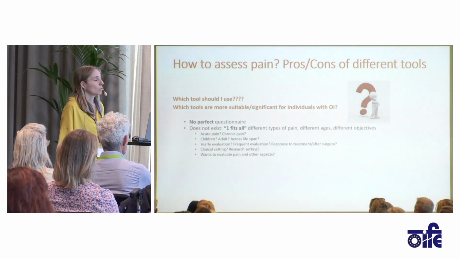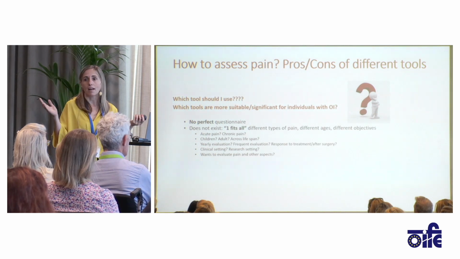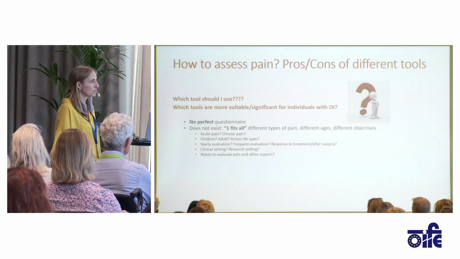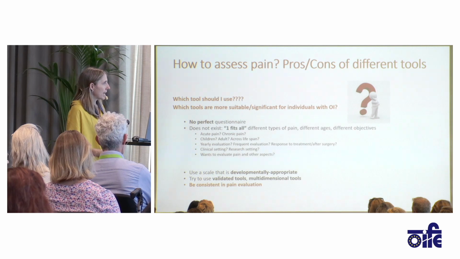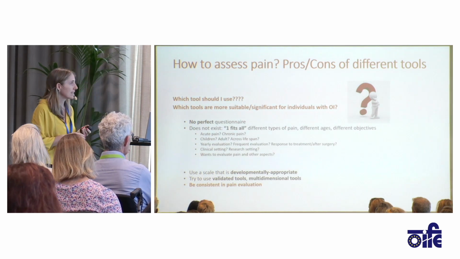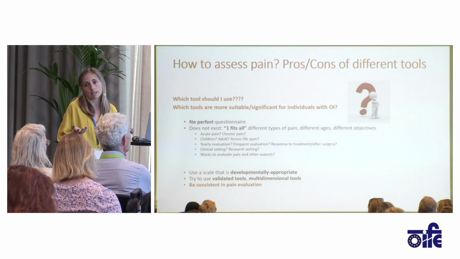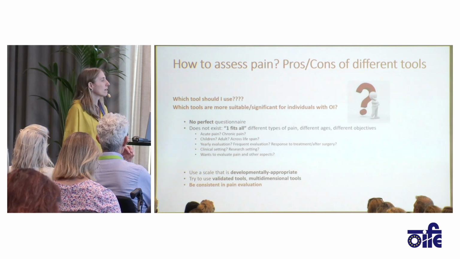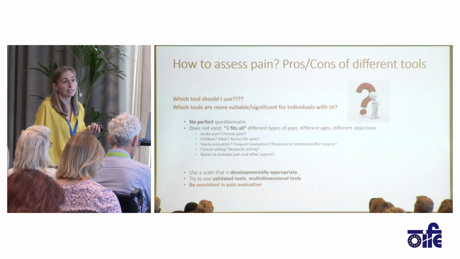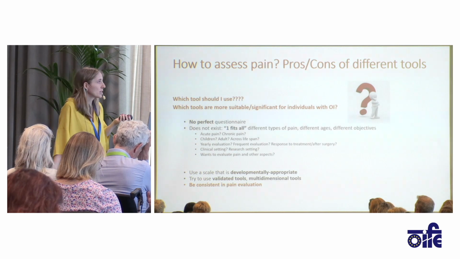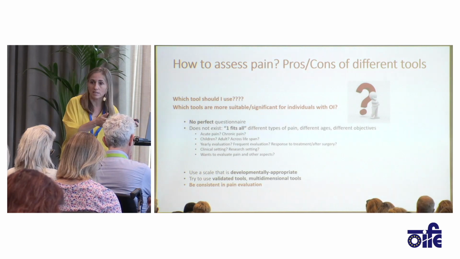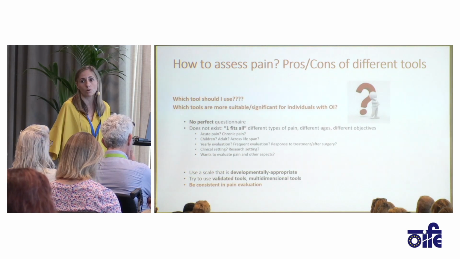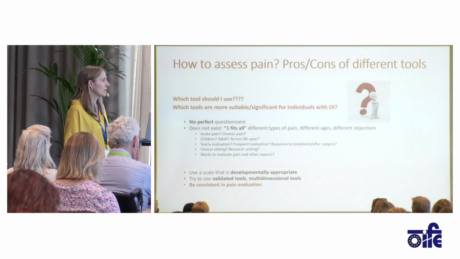And do we want to measure only pain, or do we want to measure other aspects of the person's life? A multidimensional tool will be more useful. So it depends on what we want. But what I can recommend is to use a scale that is developmentally appropriate. So if it was developed for children, use it for children. If it was developed for adults, use it for adults. Try to use validated tools. Sometimes it's not possible because what we want to measure is something very specific, but if you can, try to use validated tools, multidimensional tools, of course, because we know that pain is a multidimensional experience.